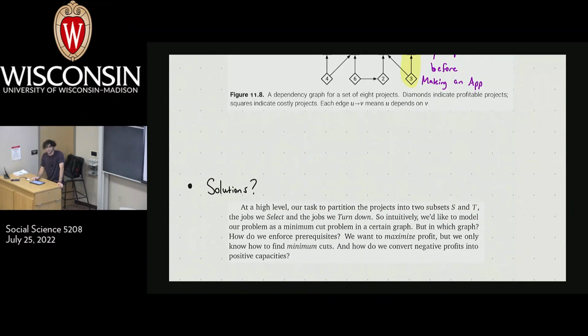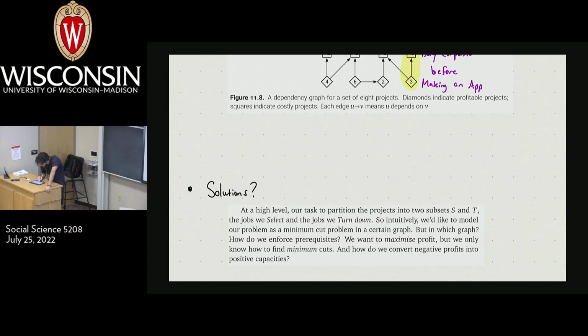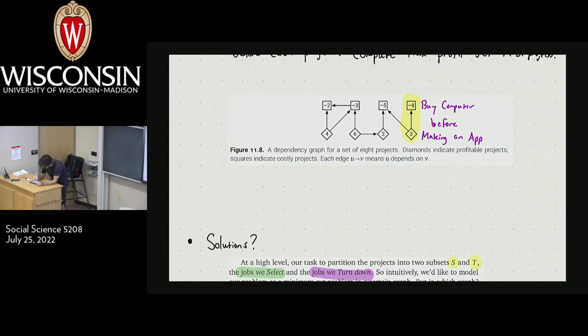The idea here is that we want to partition the projects into 2 groups, S and T, where S is the jobs we select. These are the jobs we want to do. And then T is the set of jobs we turn down. So maybe in this example above, we pick job 4 and -3. We also pick jobs 6, 2, and -5, but we don't pick the last column. We don't take job 3 and -8.